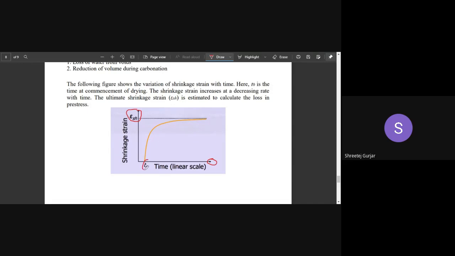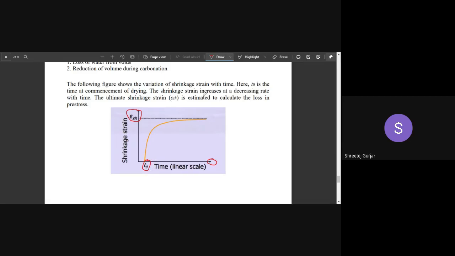So this is T naught. Shrinkage does not occur whenever there is proper curing of concrete, right? When we are curing it, there is no loss of moisture, so there is no shrinkage occurring during curing. After we cure and put our concrete in service, there is a particular point of time after which your concrete starts to dry. That particular time is denoted as T naught on the time scale.